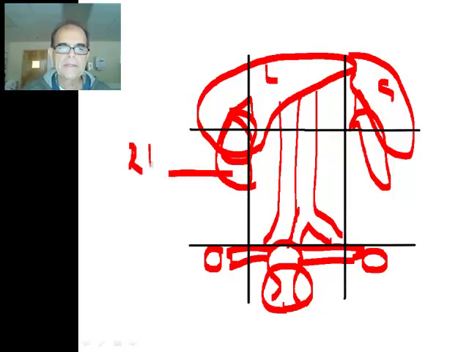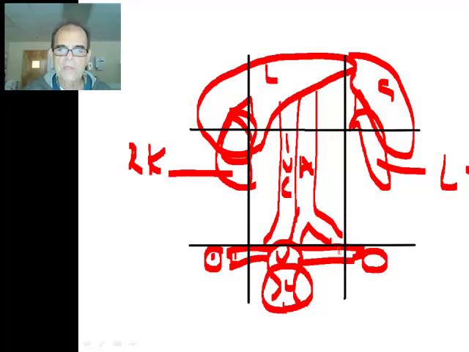Remember, liver, spleen, right kidney, left kidney, aorta, IVC, uterus, urinary bladder, fallopian tube, right ovary, and left ovary. This is the most important organ for ultrasound, and it's very easy to remember what is the position.